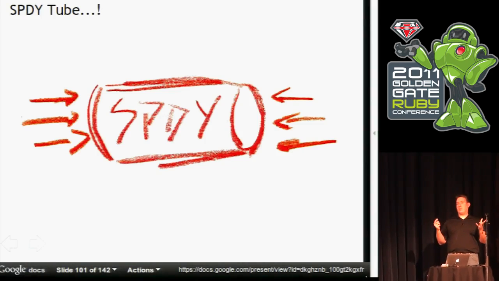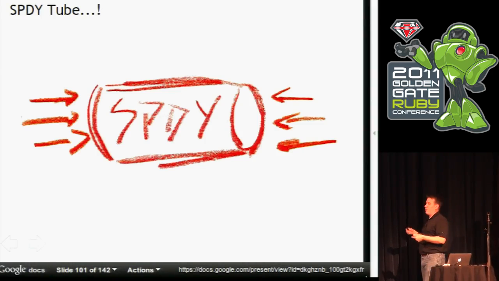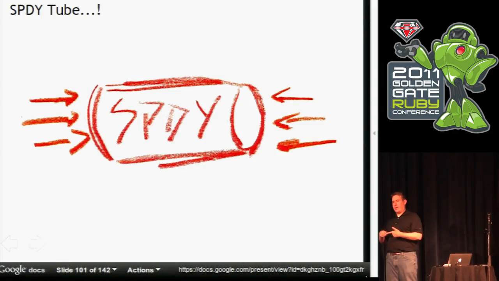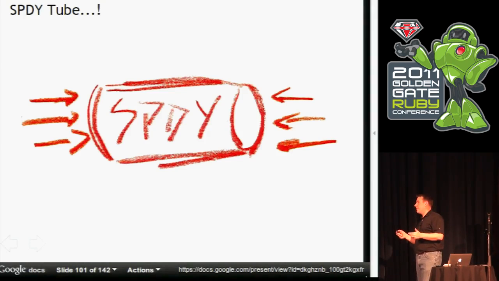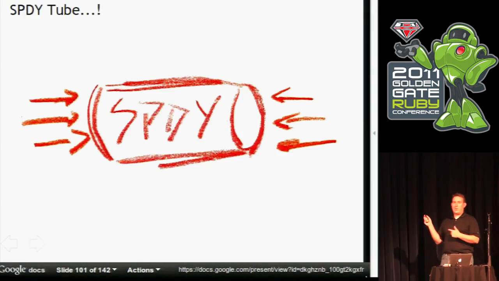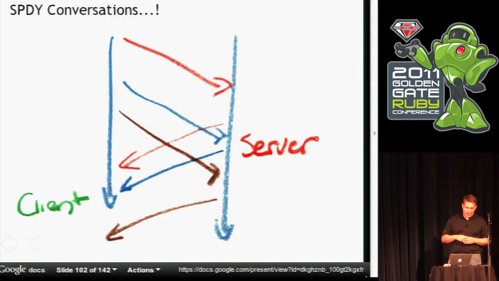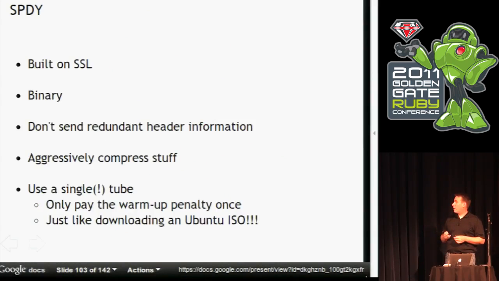So Speedy tubes. They get warm much faster. There's only one Speedy tube for a connection to a site. There's only one connection, and it's completely asynchronous. The client can send requests whenever it wants, regardless of whether or not the responses come back. The server can send responses back whenever it wants. We'll have a look at how that actually works. Speedy conversations: send a request in whenever you want, send the replies back whenever you want.